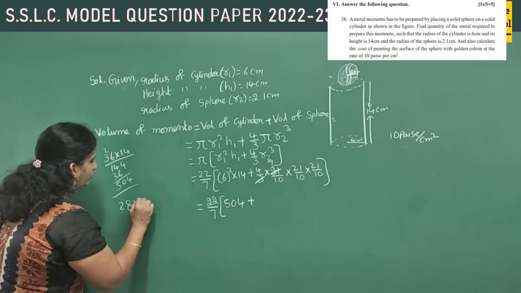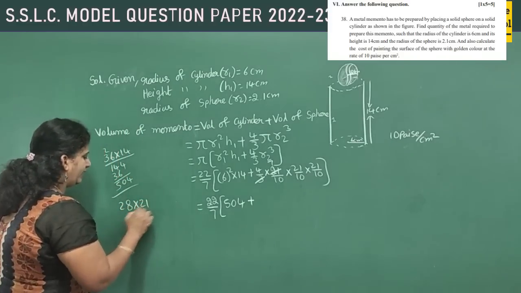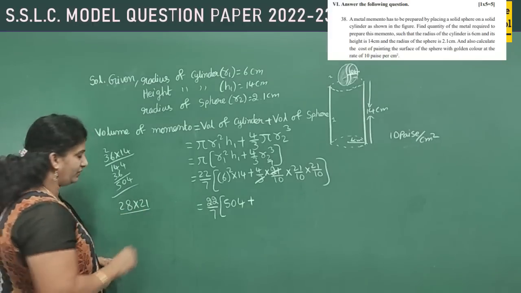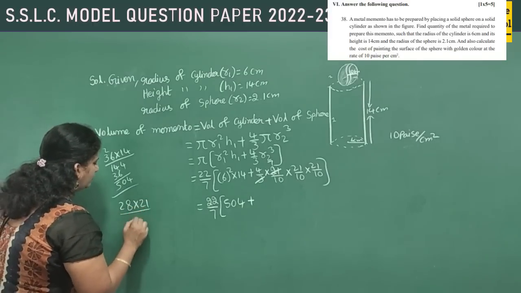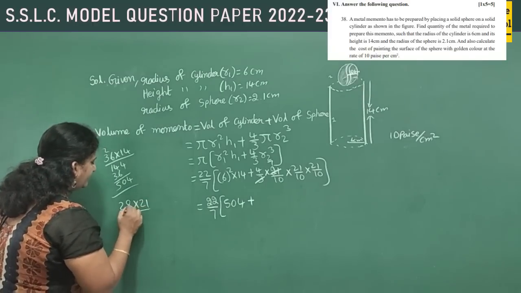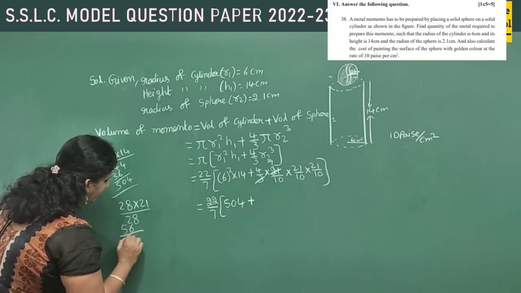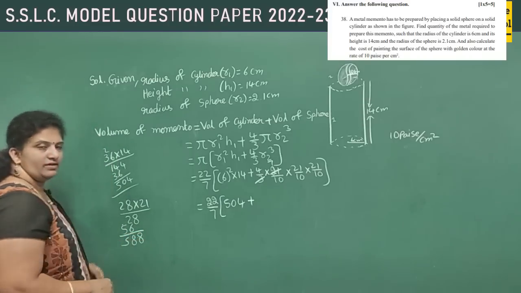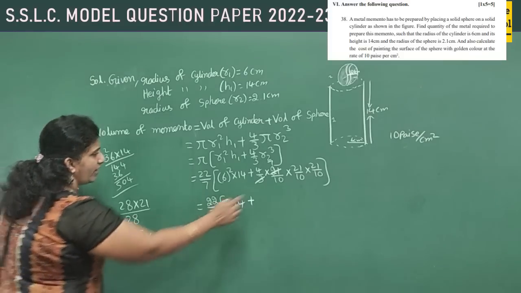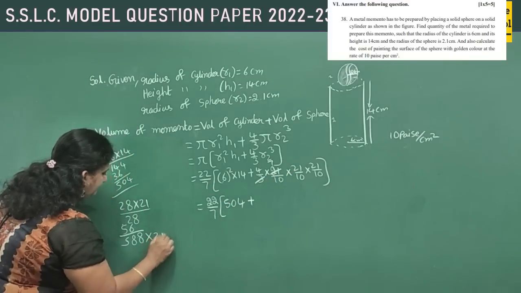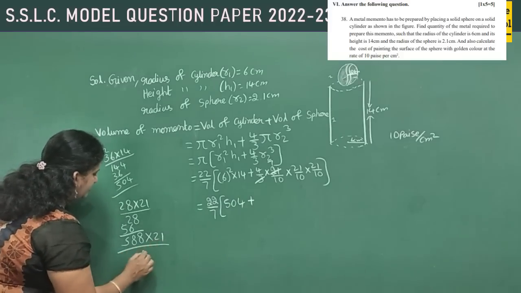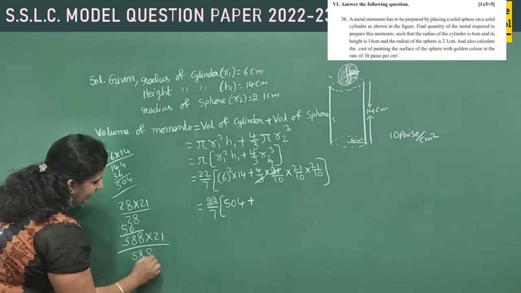28 into 21. First let's do with 1 and 21. 28. Then again 2 8s are 16, 2 2s are 4, 5. 8, 8, 5. Then again with 588 you have another 21. Multiply 21. So this will be 588.